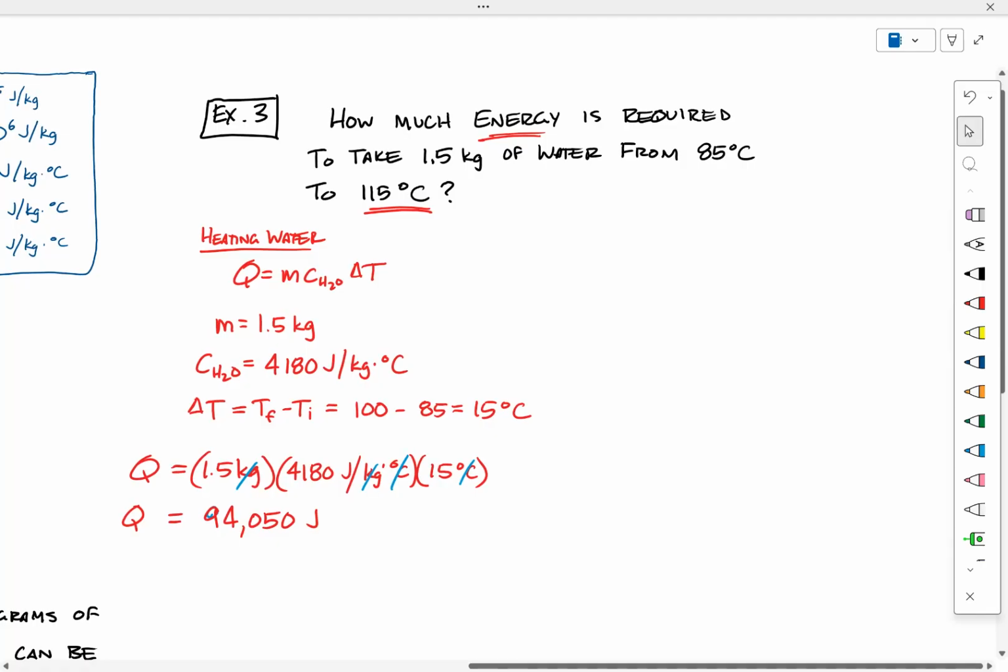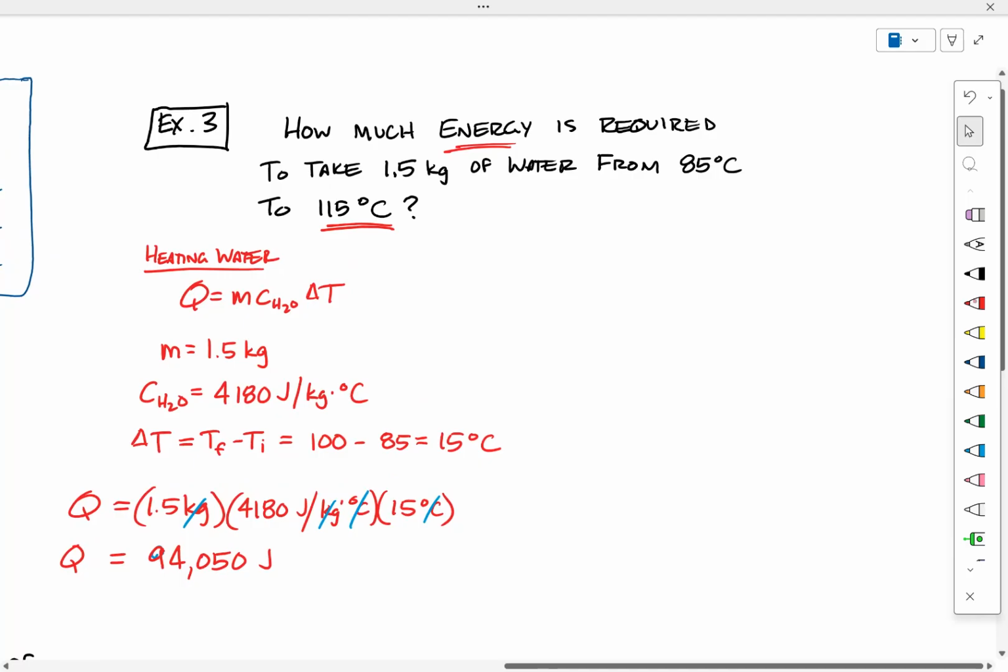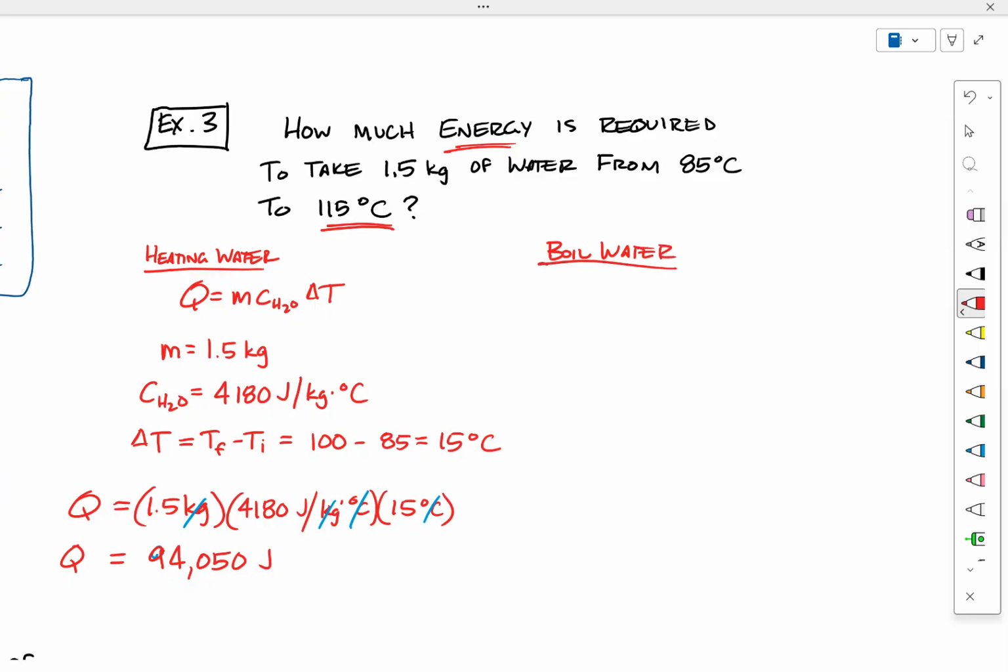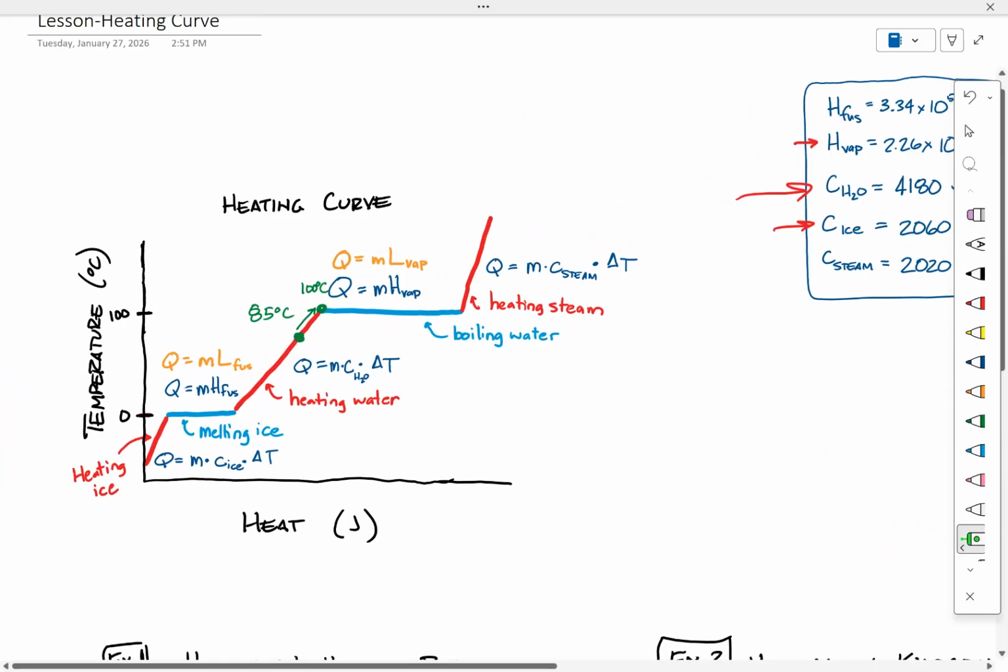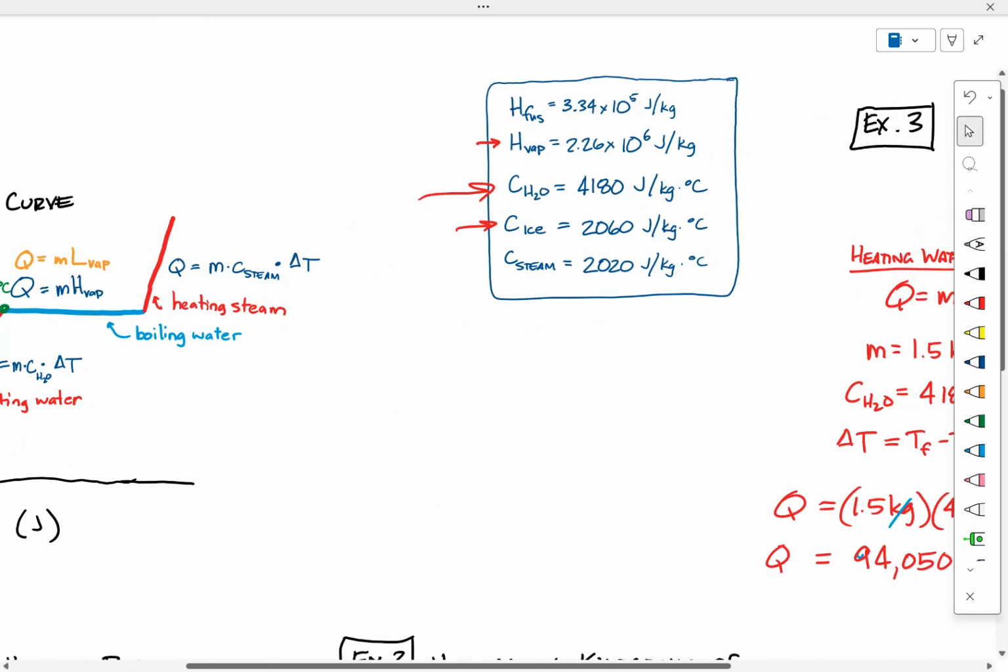Okay, that just heats the water up to 100 degrees. And the next thing we have to do is boil the water, or vaporize it. Boiling the water will require a different equation. So for boiling the water, that is this equation here. I'm going to use Q equals m times the heat of vaporization. And I'll need this heat of vaporization to do that calculation.